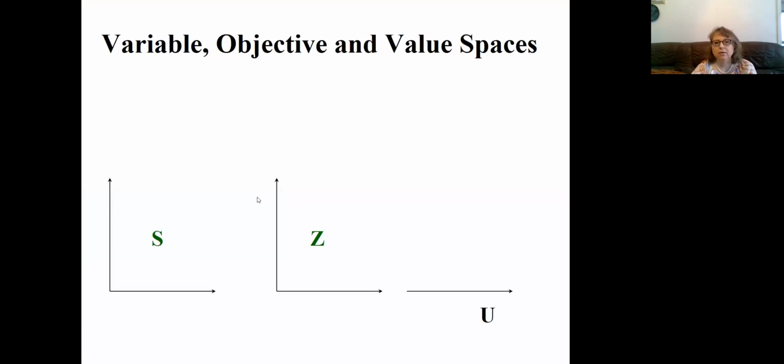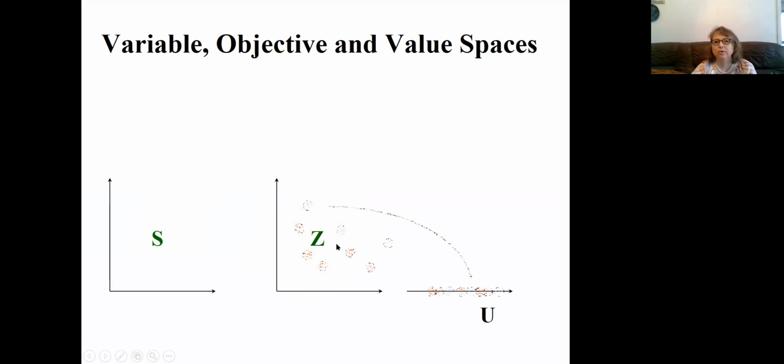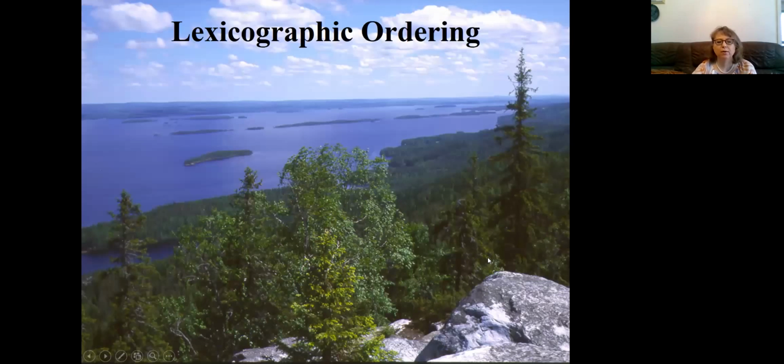And in that case, if we have the feasible set and its image in the objective space, we map it to real values, and we can very nicely order different solutions and get the best one. But the problem, as said, is how to get the function value. So we need some other tools as well.